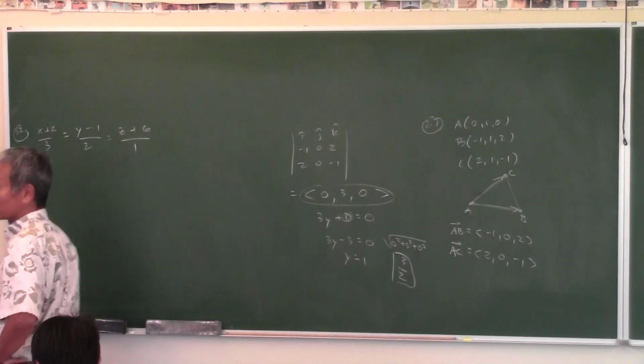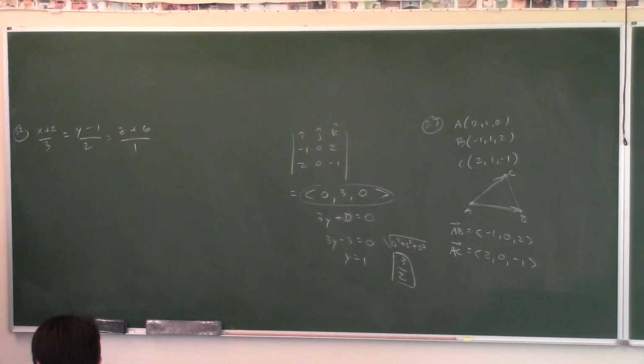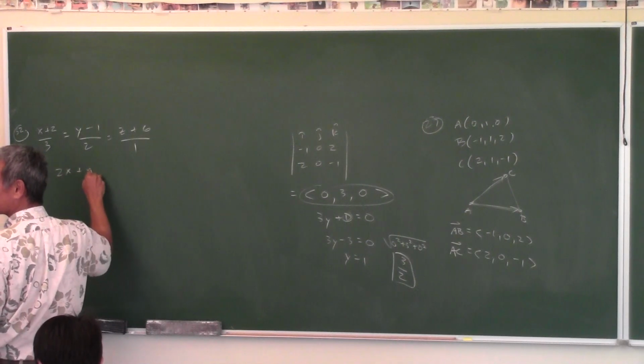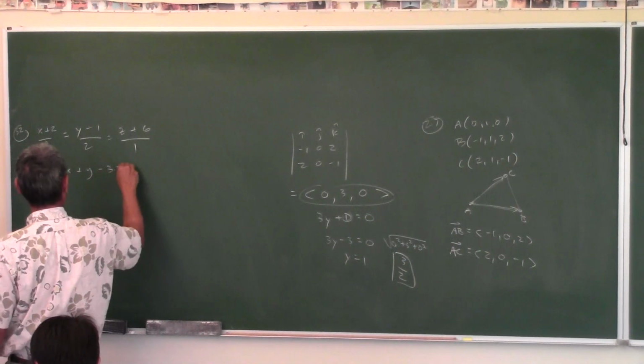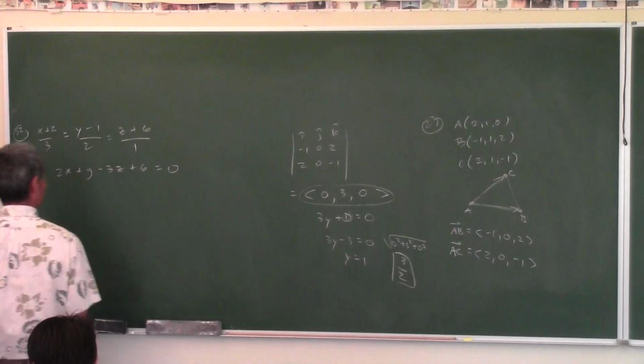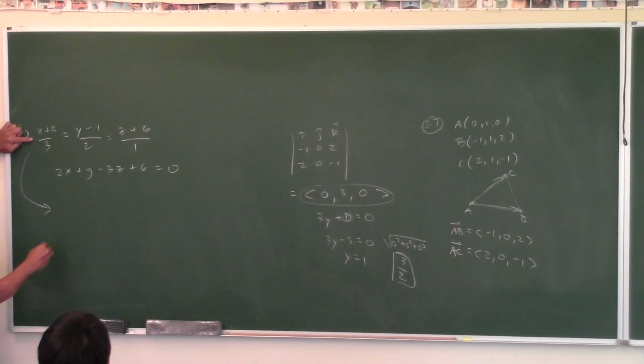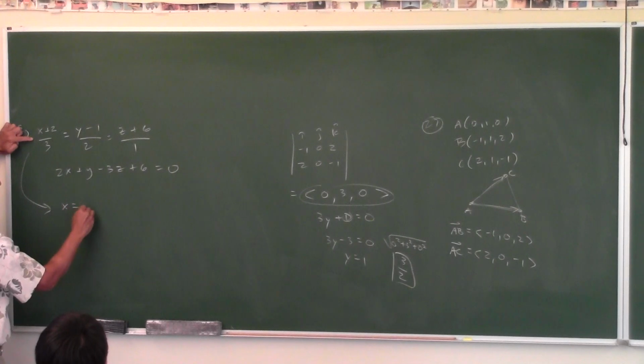We've been doing these problems for 20-something years. Where does this line intersect this plane? 2x plus y minus 3z plus 6 equals 0. Let's just get the answer for this problem here. When you're trying to find where a line intersects some graph, what form do we want the line to be in? Parametric form. Can you go back to parametric form just by looking at this? x equals -2.